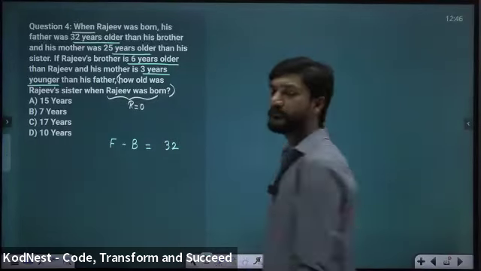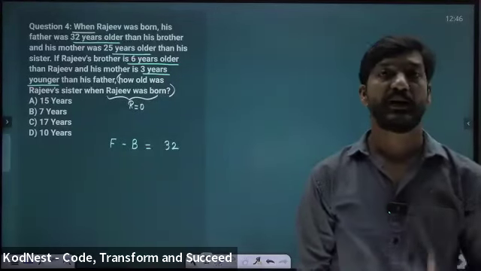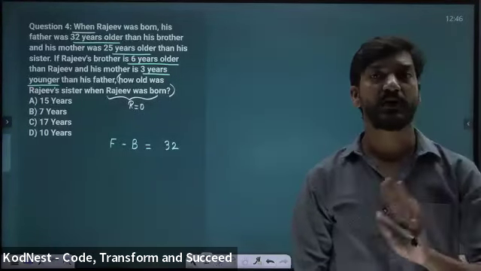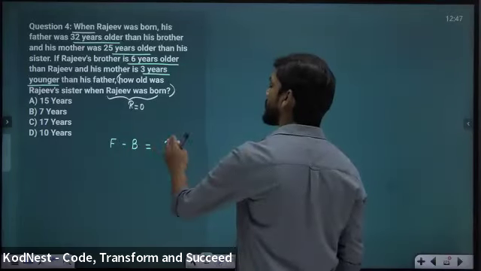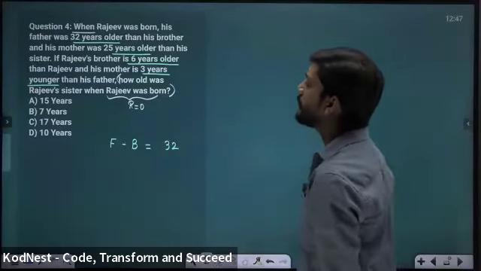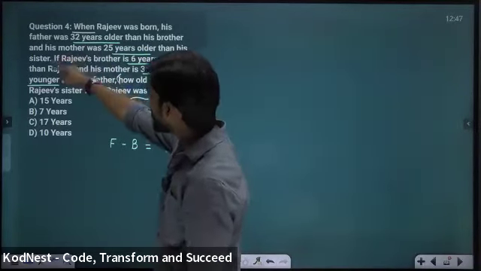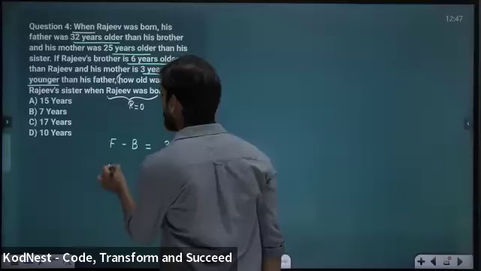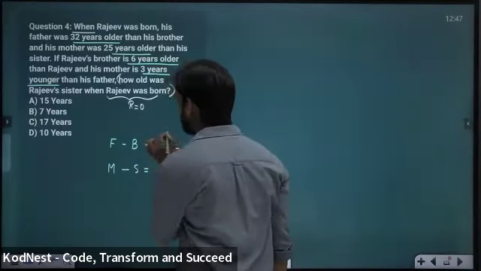Carefully answer. Can I say or not? Father, brother, age difference is 32. Don't write brother minus father. Father is older, so father minus brother is 32, age difference. This is the first one. Second one, 25 years older. Okay, who is older? Mother. Then what? Sister. Okay, mother and sister. Mother minus sister, age difference 25.